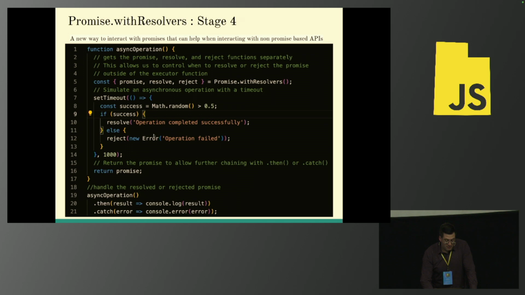So if we look in line 5, we're using Promise.withResolvers, and as a result, I can take that resolve and use it in line 10. I can use it in line 12 as well. So I can use them outside by doing Promise.withResolvers.